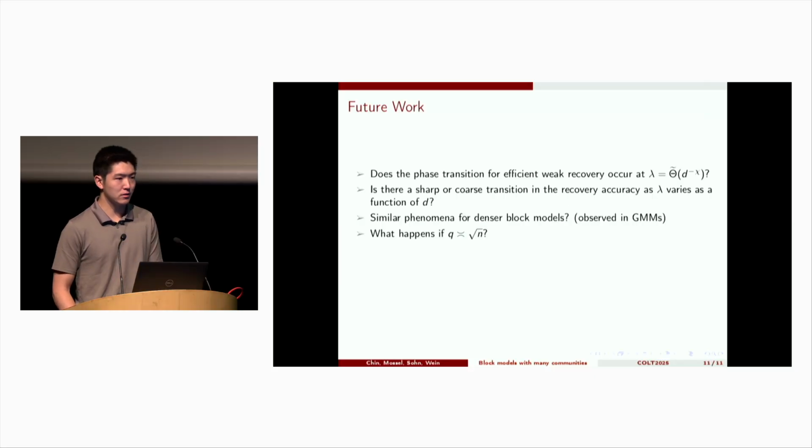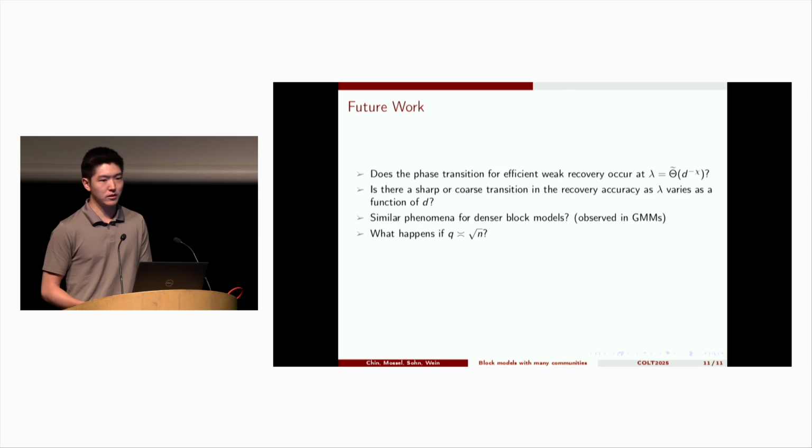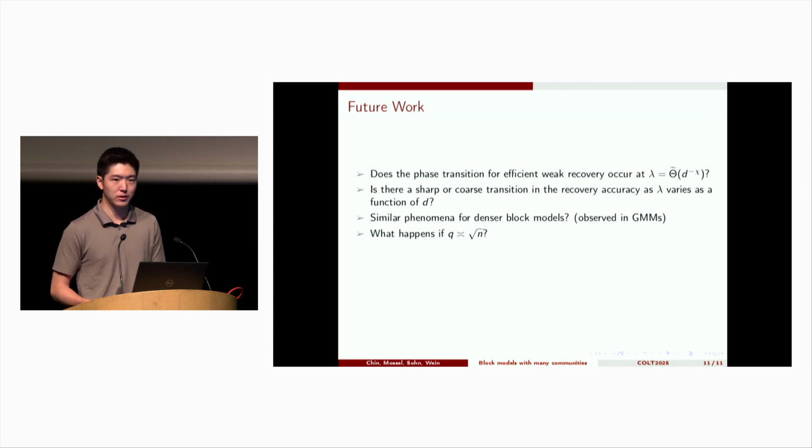And I'll mention that this change in phenomena at square root n clusters appears in other settings as well, such as the Gaussian mixture model, and by relation probably in some denser block models as well. And finally, all of our work is bounded away from this critical square root n scaling, so it's not clear what happens right around this window.